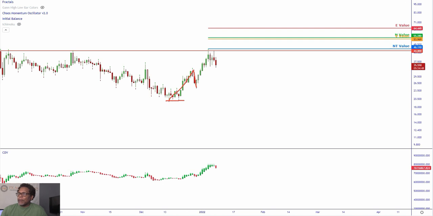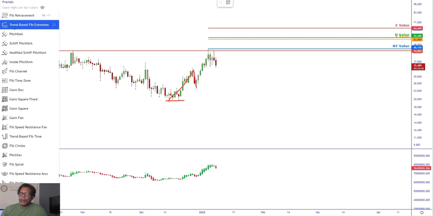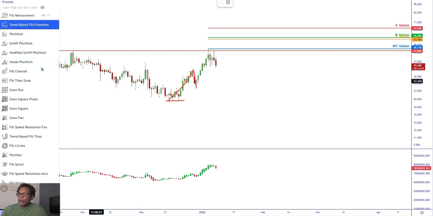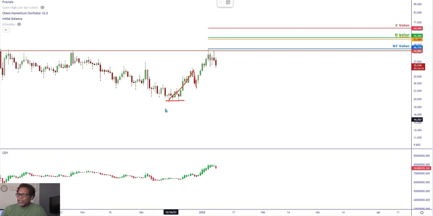From that level, I always use my tool here. I use my fib extension tool, and that will always give me my N level.